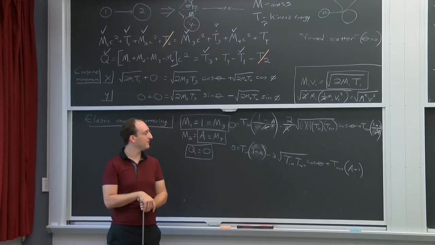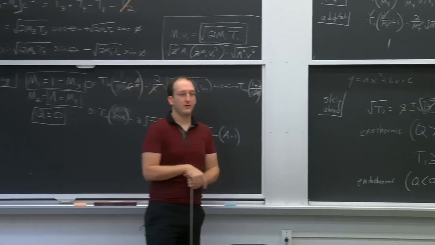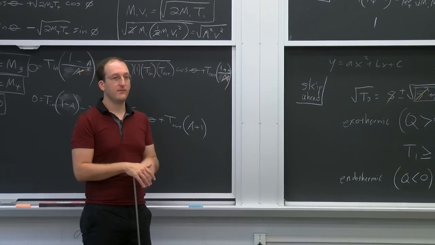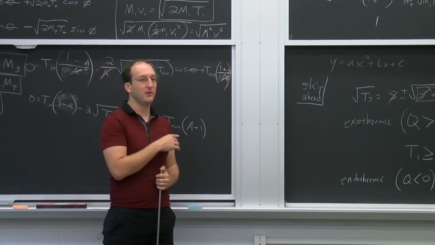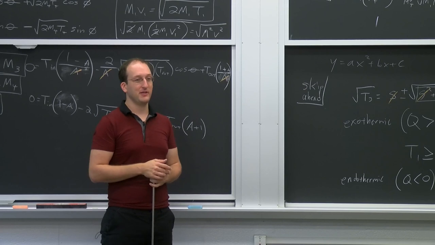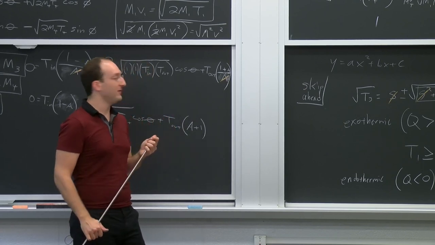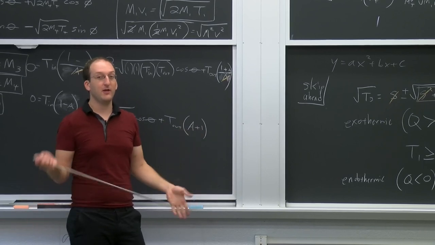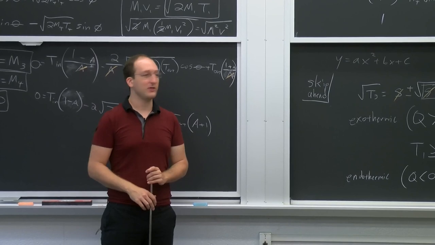In the case of an exothermic reaction, we assume that T1 equals zero. Can you re-explain why we made that assumption? The question was, in an exothermic reaction, why did we say T1 equals zero? It's not always the case, but it provides the simplest case for us to analyze. So an exothermic reaction can happen when T1 equals zero. It can also happen when T1 is greater than zero. So we're not putting any restrictions on that.